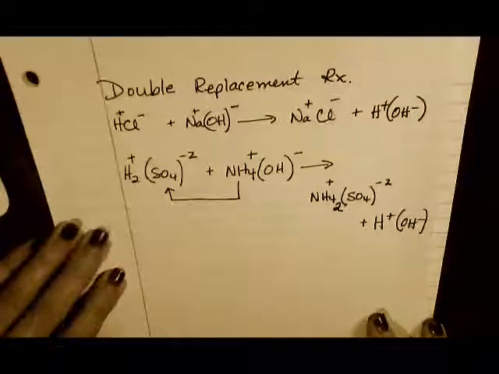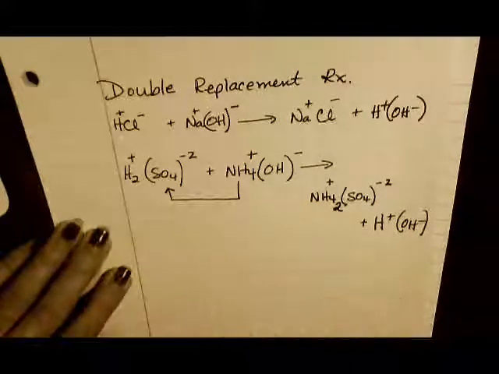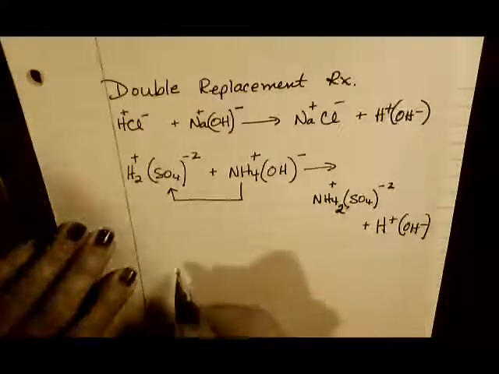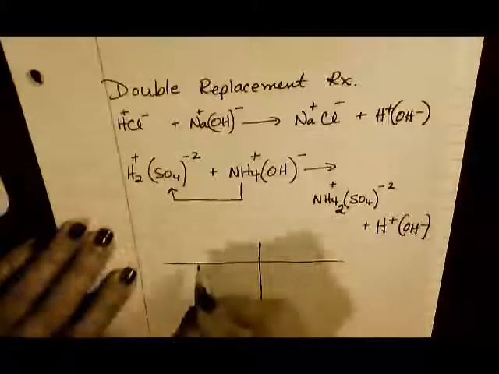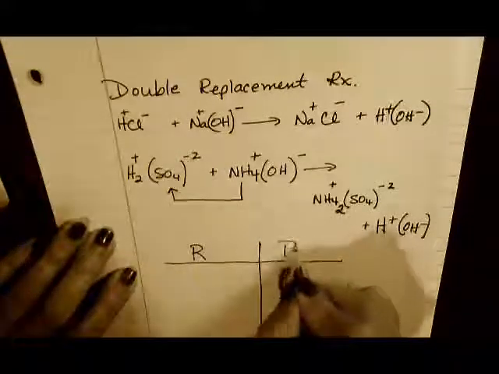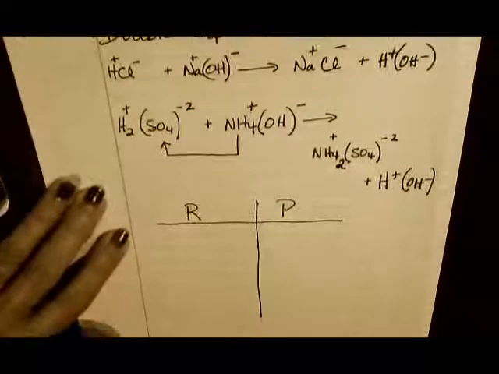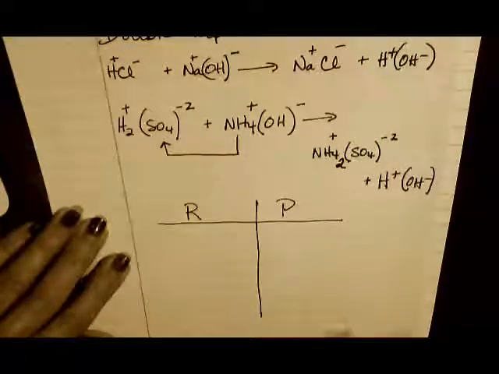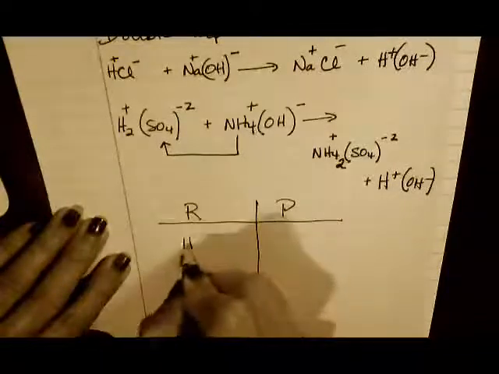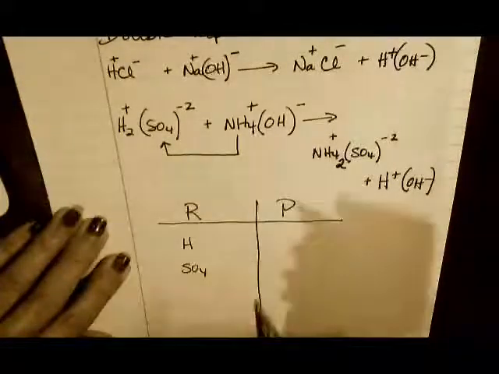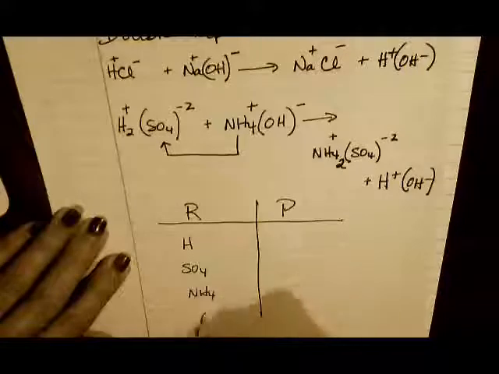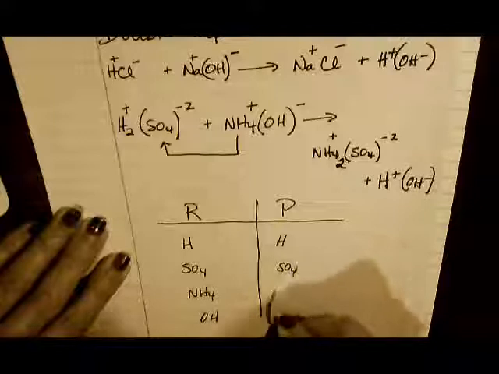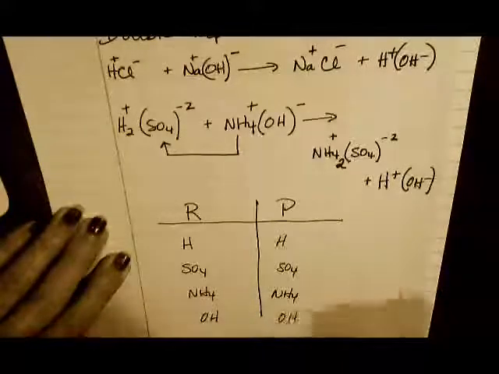But I'm doing this quickly by inspection. You could always do the T chart that we've always done. Well, let's do it. We have reactant and we have product. Law of conservation of matter and energy tells us what we have on one side, we have to have on the other. So I have H, I have SO4, I have NH4, and I have OH. H, SO4, NH4, and OH.